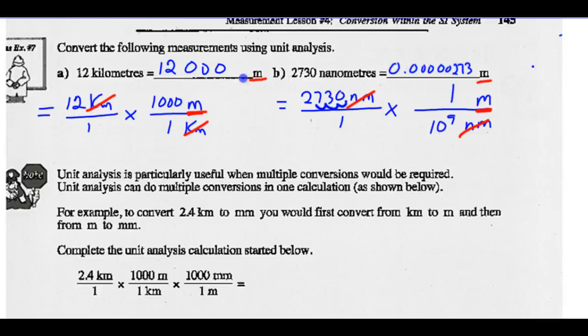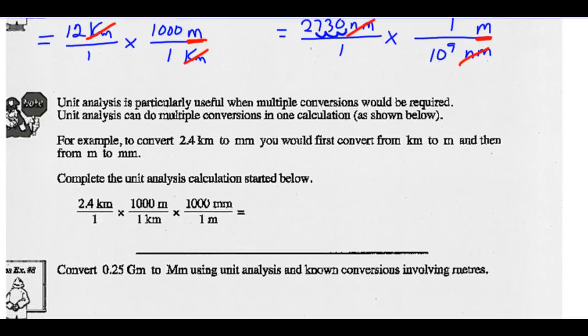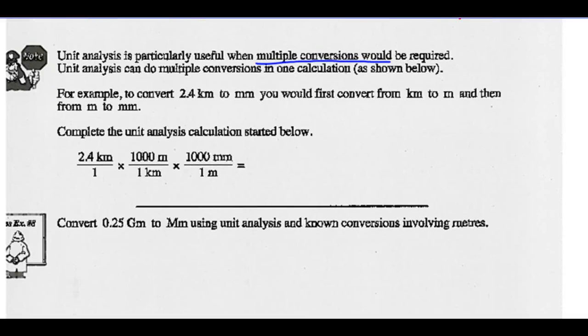So unit analysis is particularly useful when multiple conversions are required. For example, to convert 2.4 kilometers into millimeters, you would first convert from kilometers to meters and then from meters to millimeters. So complete the unit analysis calculation started right here. So 2.4 kilometers over 1, that's how we start. We know that 1 kilometer is the same as 1,000 meters. We know that 1 meter is the same as 1,000 millimeters.